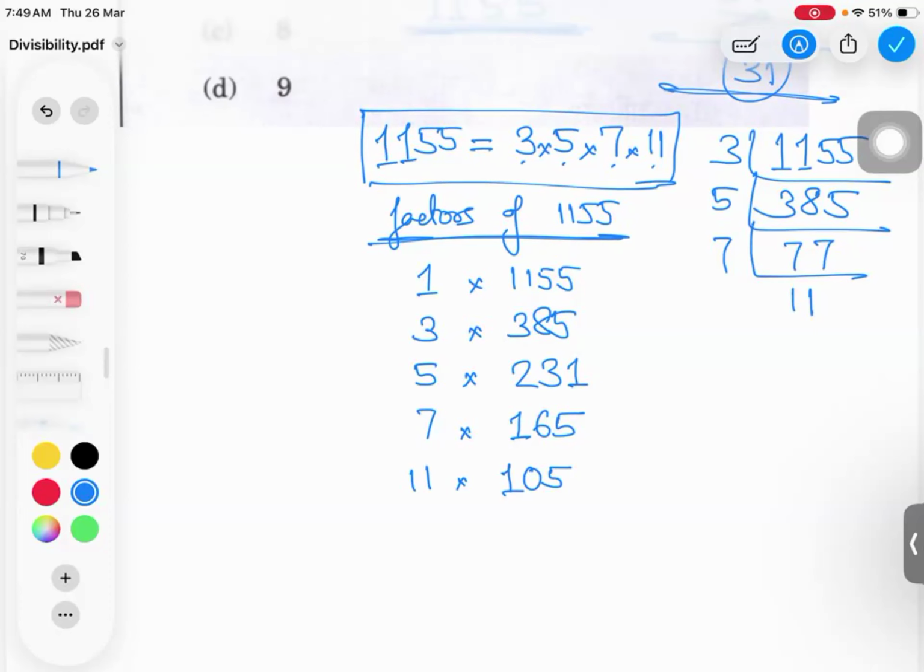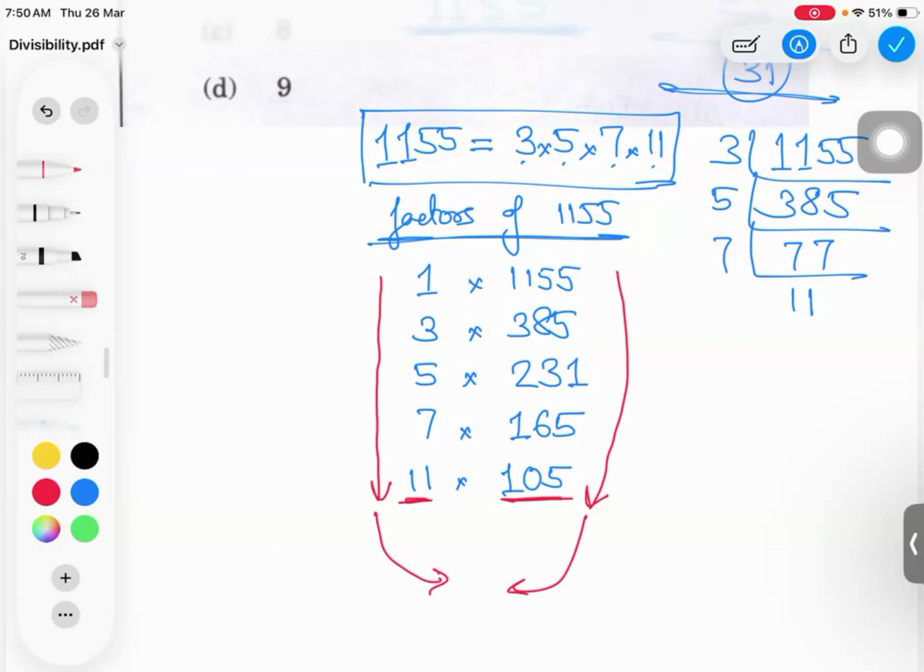Okay, so you will see a pattern here. The numbers are increasing on this side and decreasing on this side, and eventually they will converge on one point. Right now they are not converging. Right now it is 11 and 105. We need to check if they are converging or not. This is how you calculate the factors in the real sense.